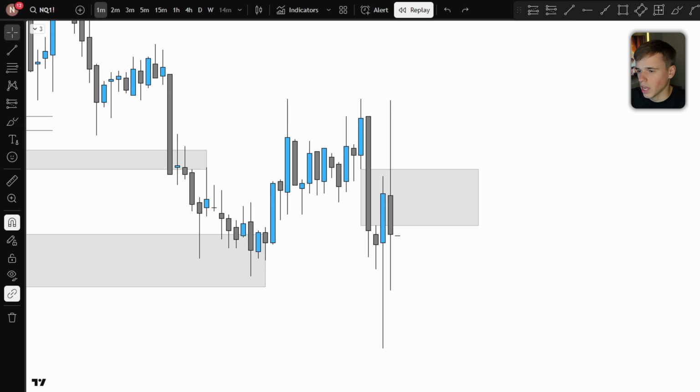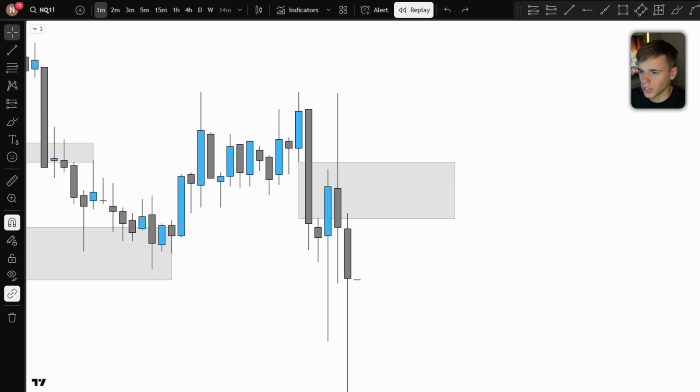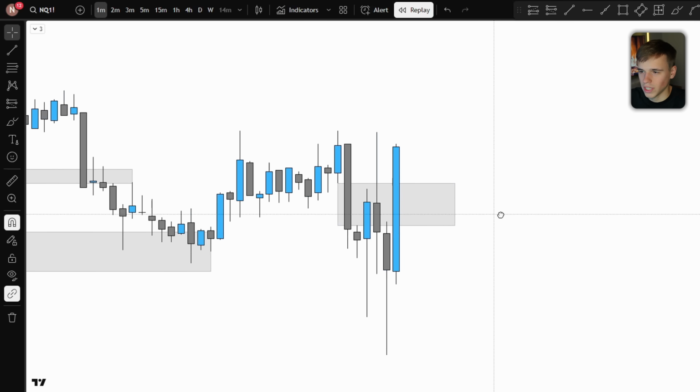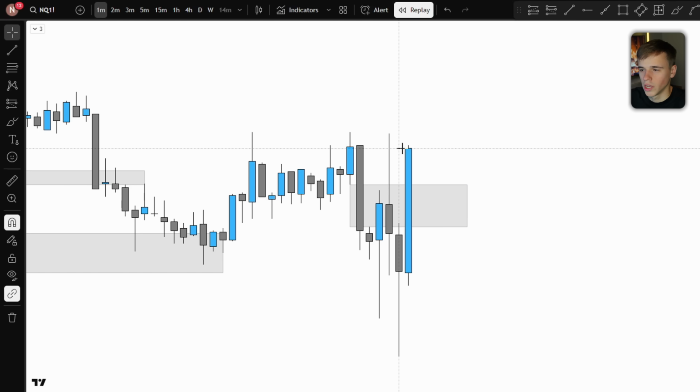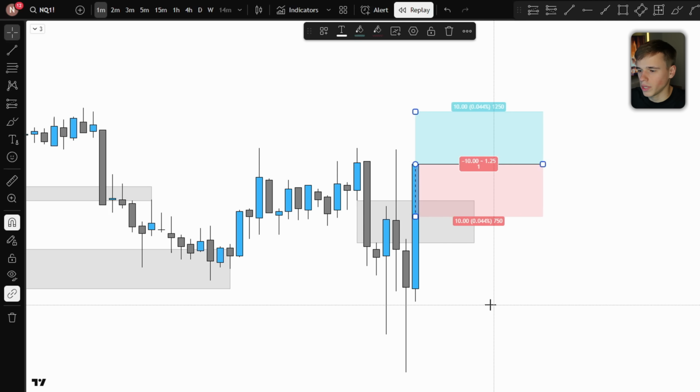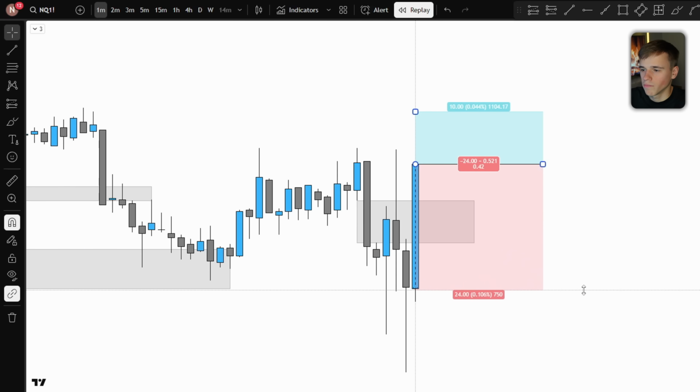So let's see what is going to happen. The market just wicked above like this. Let's see what is going to happen right now, and there it is. This is actually what we want to see. We want to see the market actually close with the body above this fair value gap. So if I put my long position right here, so we entered the trade right here, we put our stop loss below the body like this.